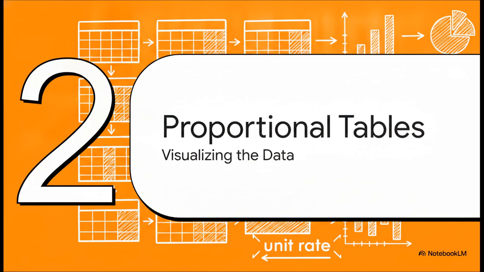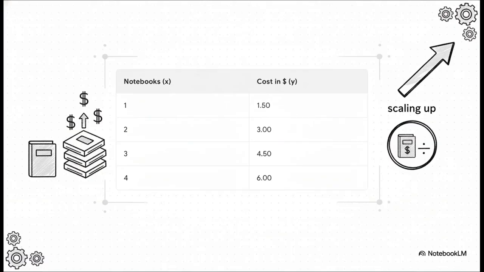Section 2. Proportional tables and graphs. Now, tracking the cost of notebooks perfectly illustrates exactly what happens when we start scaling up. This right here is a perfectly proportional relationship. Why? Well, because every single time we take our total cost, the y value, and divide it by the number of notebooks, our x value, we get the exact same answer. 3 divided by 2, 1.5. 6 divided by 4, still 1.5. We are consistently getting that exact same unit price of $1.50 per notebook. That is your constant of proportionality right there in action.